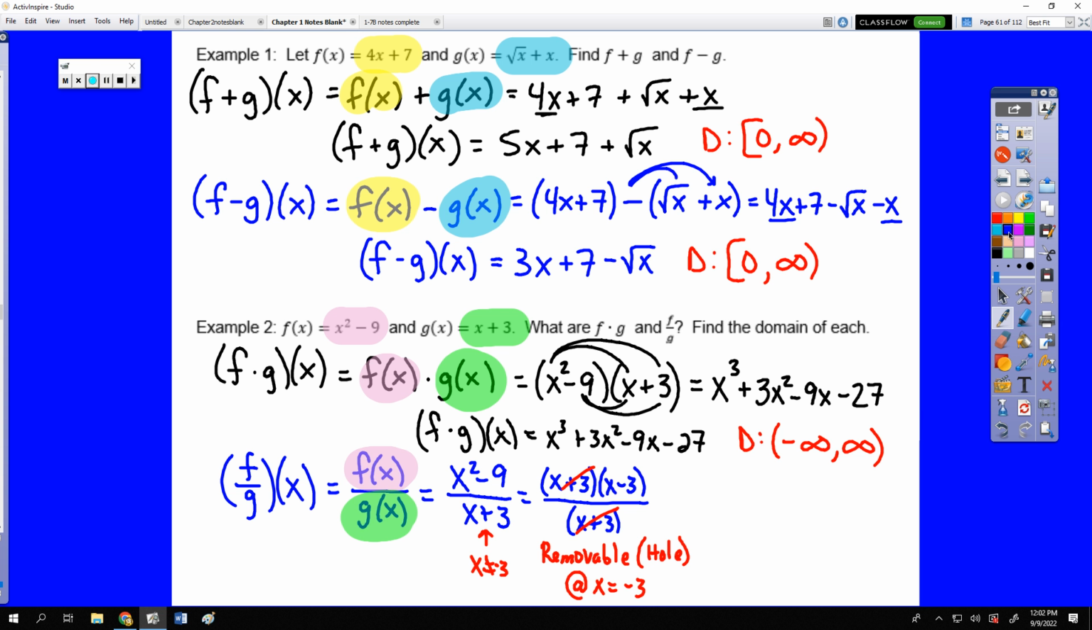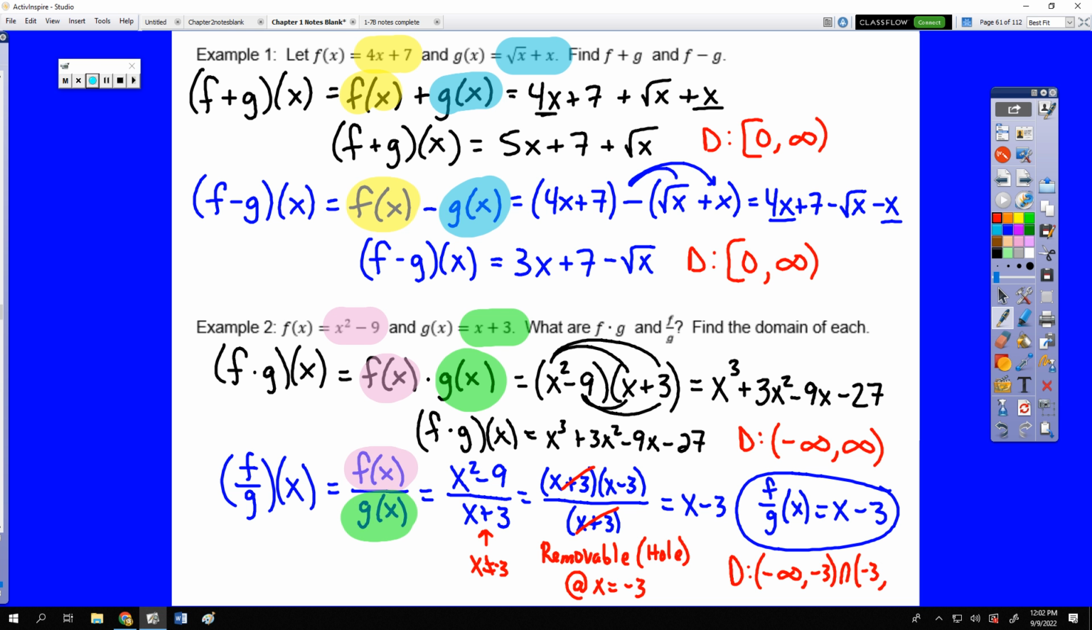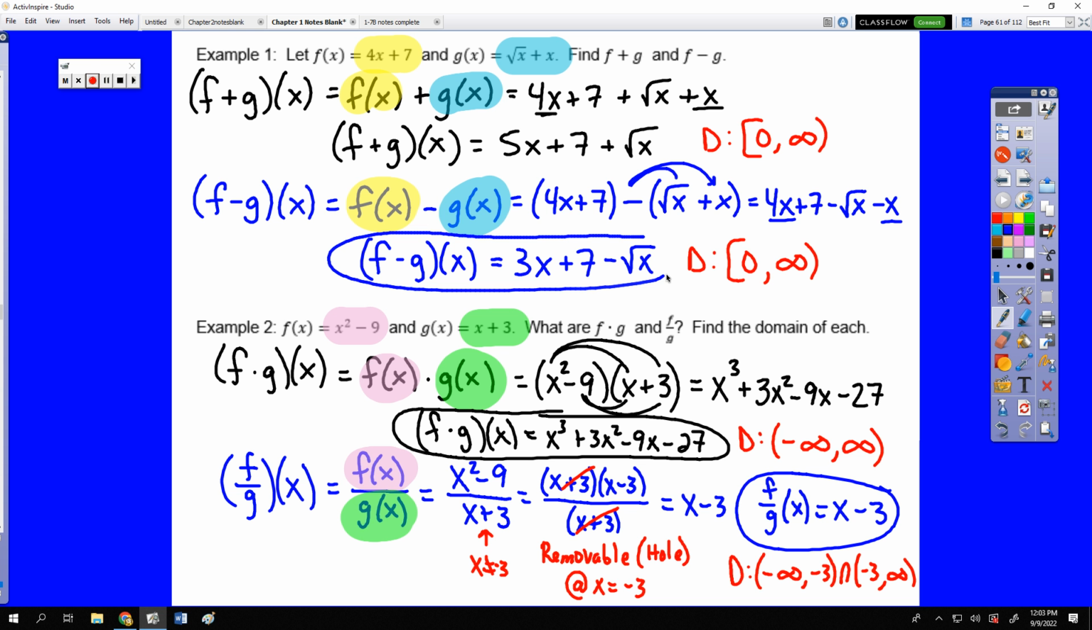As for the function itself, it would simplify to x minus 3. So f divided by g of x is x minus 3. However, the domain of this function would not include negative 3. So it would be negative infinity to negative 3 and negative 3 to infinity. Okay, so there would be our f times g, our f divided by g, and the related domains of those two items. Same with f plus g and f minus g.